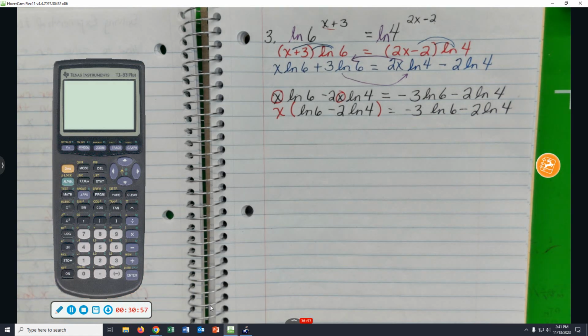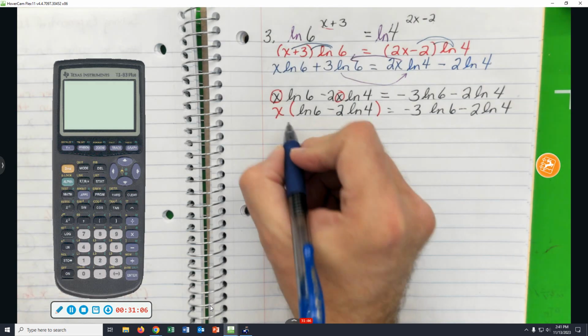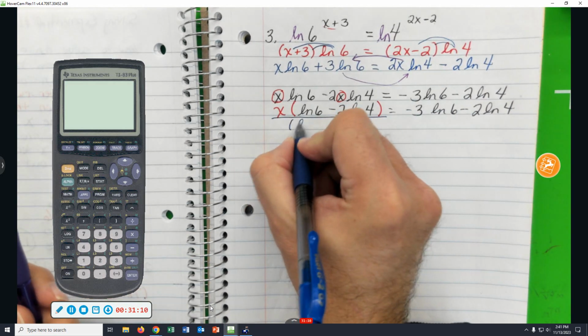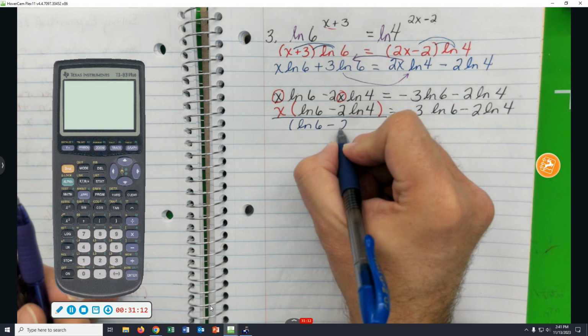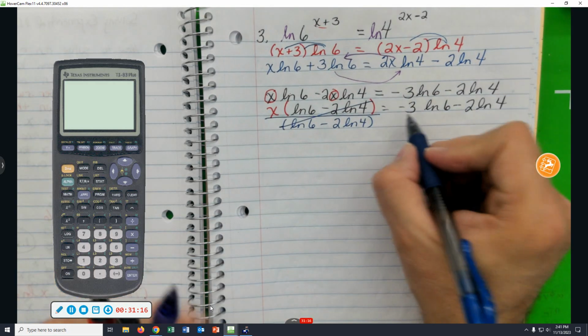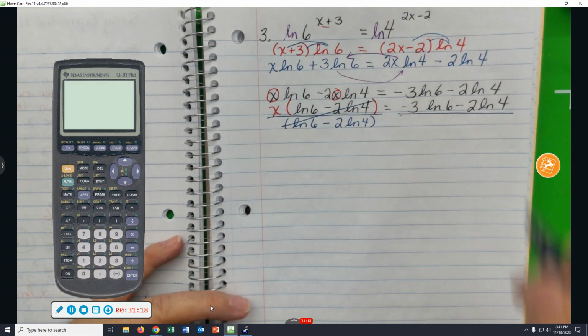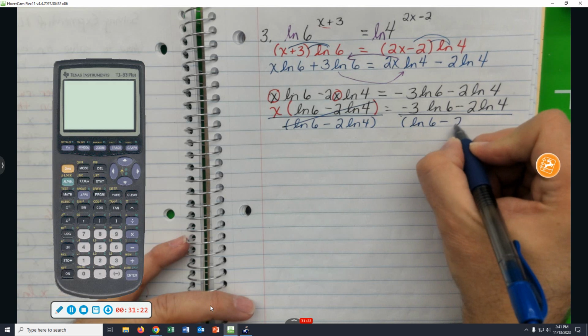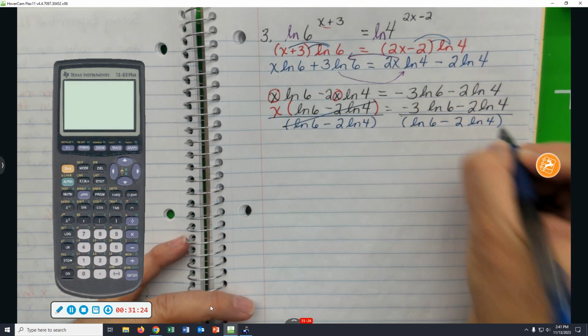After you factor out the x, what do you do to isolate the x? Divide. So divide by ln 6 minus 2 ln 4. Over here, ln 6 minus 2 ln 4.